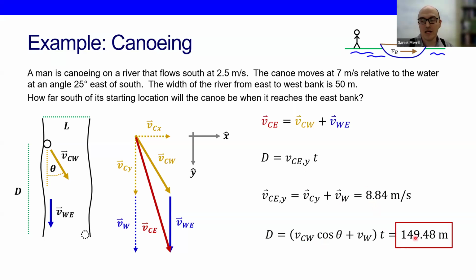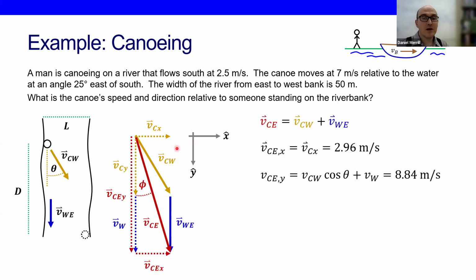That is to say, when I took that 8.84 meters per second and multiplied it by 16.9 seconds, I got 149.48 meters. Good. So to find how far we went south, we had to figure out the southward components of both of our vectors, and then add them up to find our total velocity in this southward direction. Multiply that by our time, and that got us our overall distance we traveled in the southward direction.